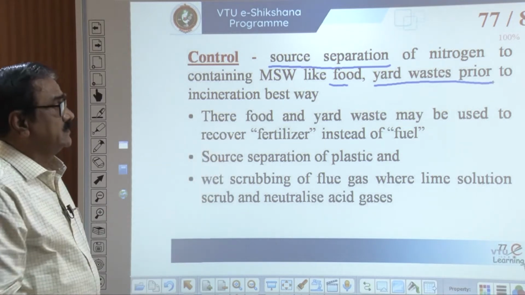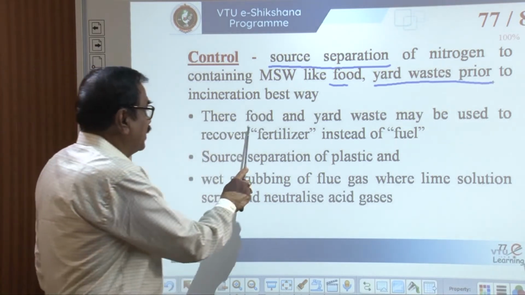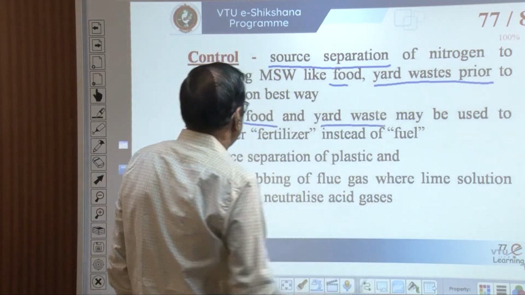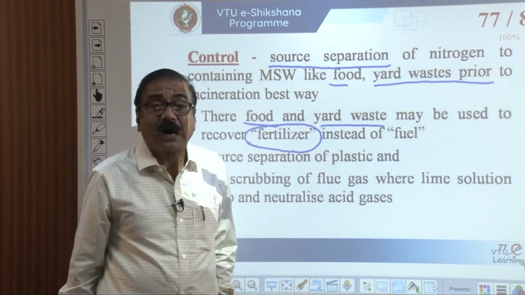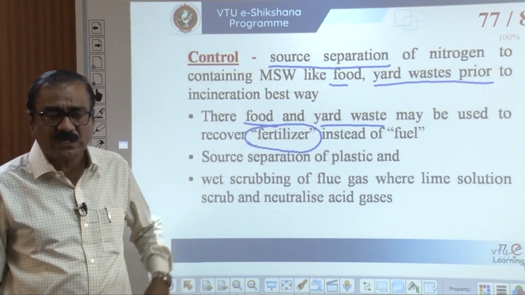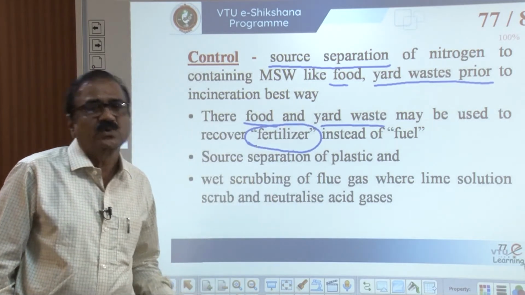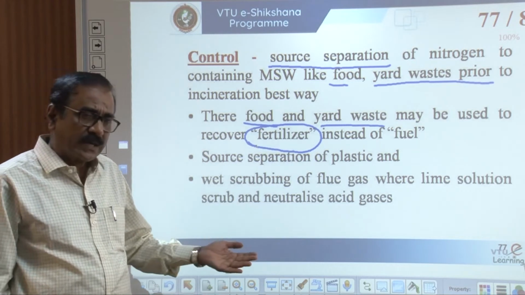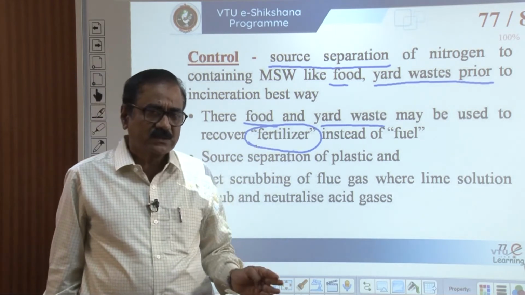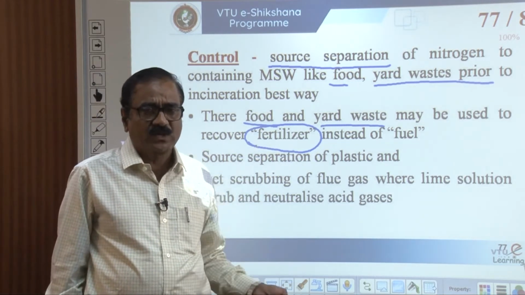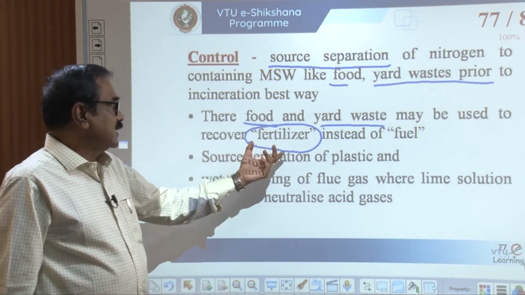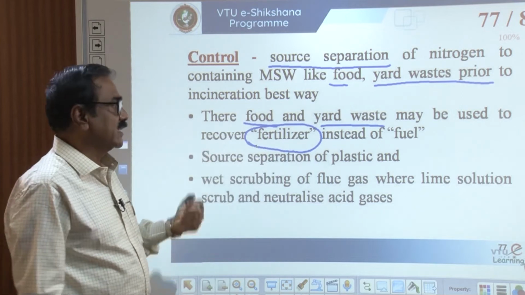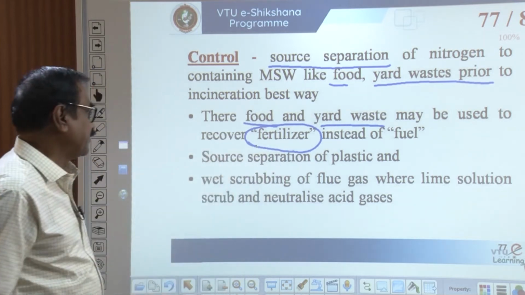Okay, instead of burning, this food and yard waste can be used to recover fertilizer, which can be used for agriculture purposes. So here you are avoiding the pollution due to oxides of nitrogen. Parallelly, you can use the same components for recovering fertilizer instead of a fuel. So that is also a best way.